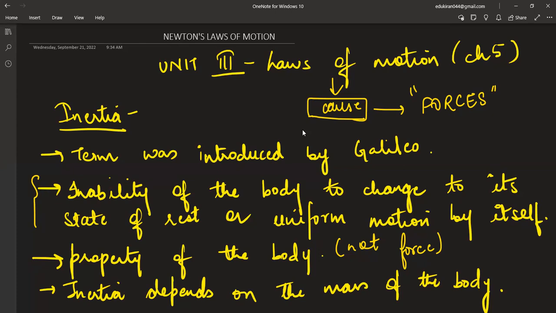is called inertia. Don't think inertia is a force acting. Inertia is not a force. It's just a term to denote the property or the tendency. So, due to the inertia of rest, the ball was kept at rest.